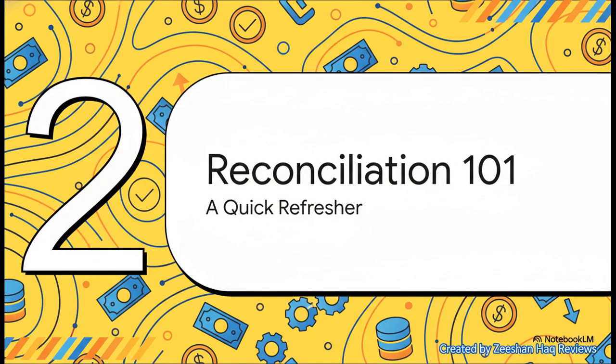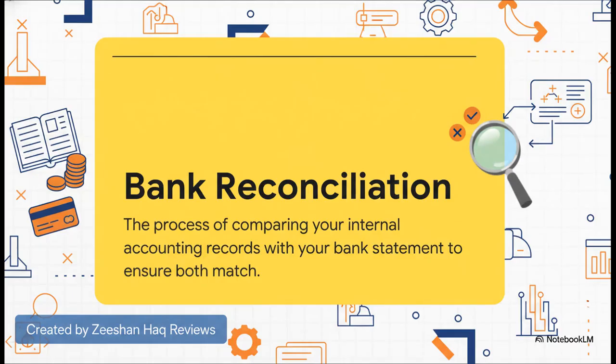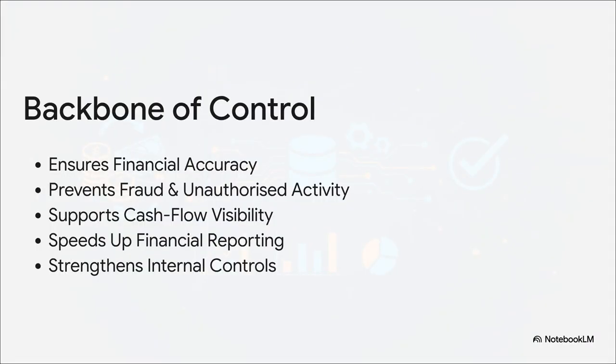So, before we get to the really exciting part, the solution, let's just do a super quick refresher on why this whole process is so fundamental in the first place. In a nutshell, it's just making sure your books line up with what the bank says. You're basically asking, is the money I think I have the money I actually have? Simple, right? But its importance goes so much deeper than just matching a couple of numbers. This is the absolute backbone of your financial control. It's your first defense against fraud, it's the single source of truth for your cash flow, and it's the key to a fast, accurate month-end close. Get this right, and your internal controls are solid, and your auditors are happy.